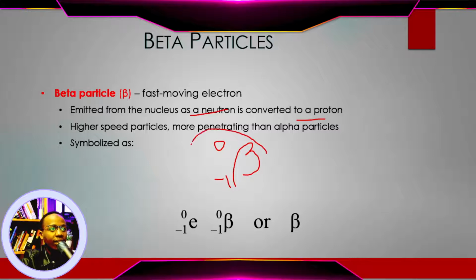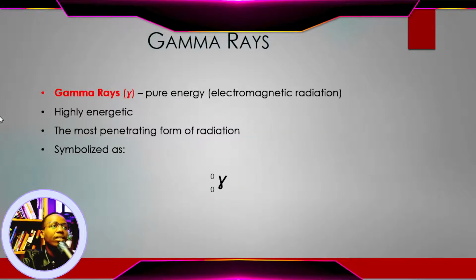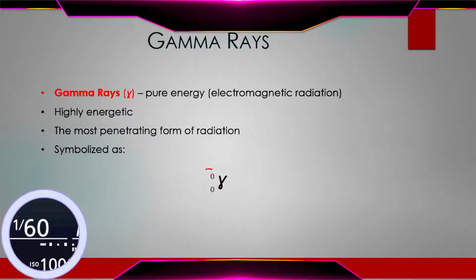Beta. These are beta particles, and these numbers are really important. Remember, we're still using the symbols, right? The top here is the mass number, the bottom here is the atomic number. What about gamma rays? Gamma rays are a little different because they are really energetic and they're just pure energy, and they only have 0 here and 0 here.